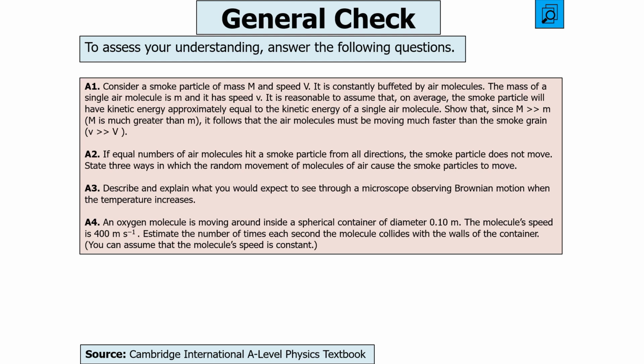Then an oxygen molecule is moving around inside a spherical container of diameter 0.10 meters. The molecule speed is 400 meters per second. Estimate the number of times each second the molecule collides with the container's walls. So pause the video now, then unpause the video when you want to go through your answer.